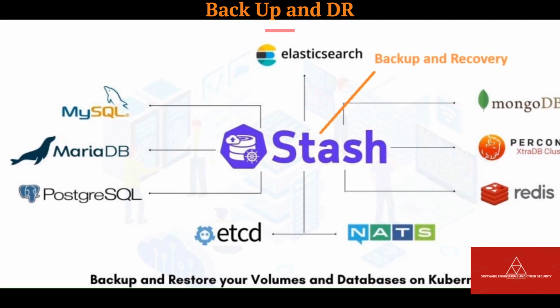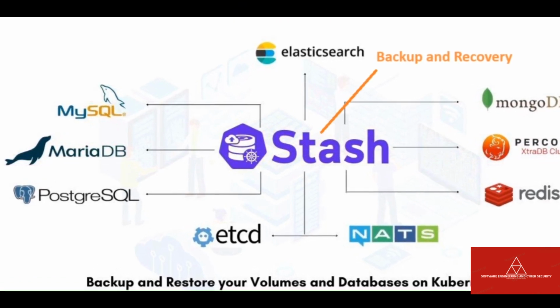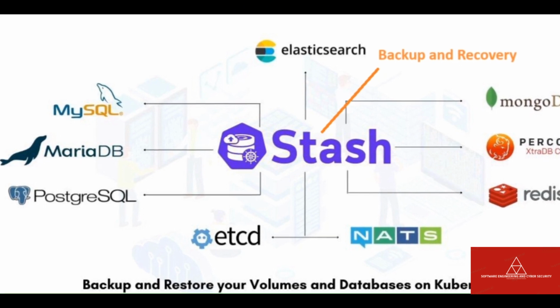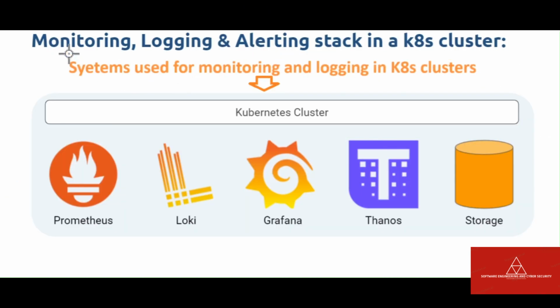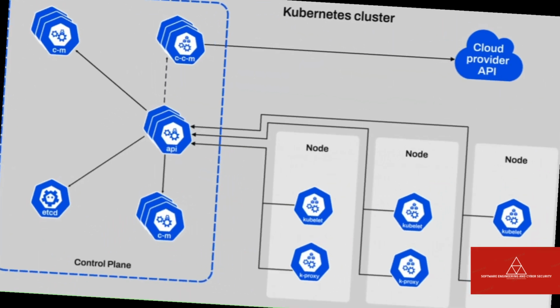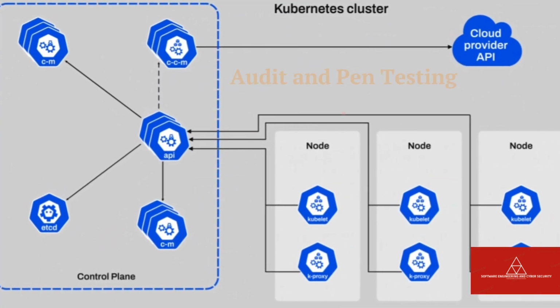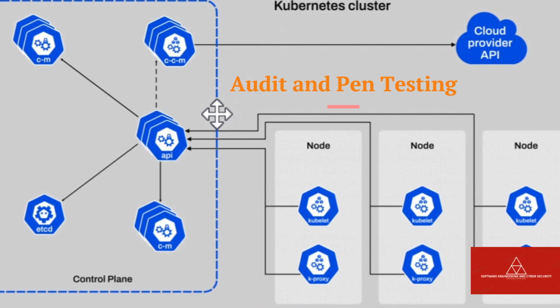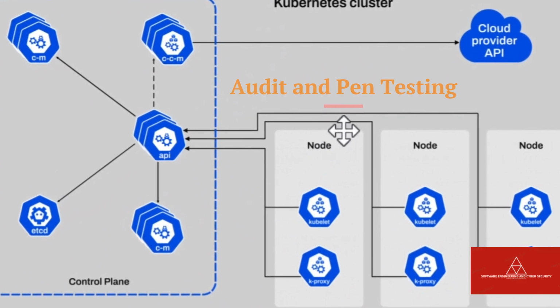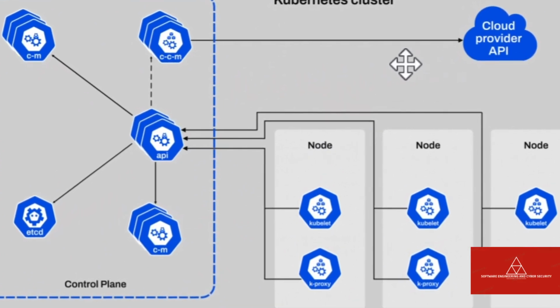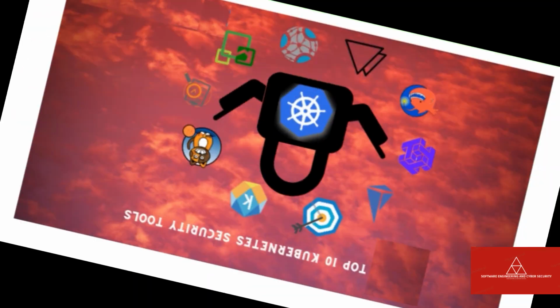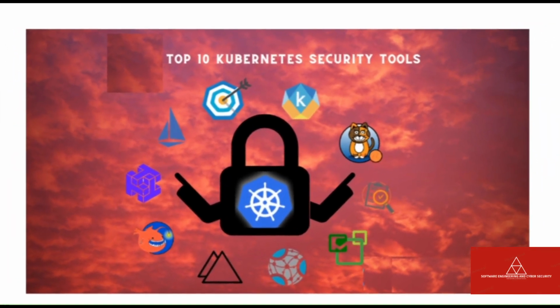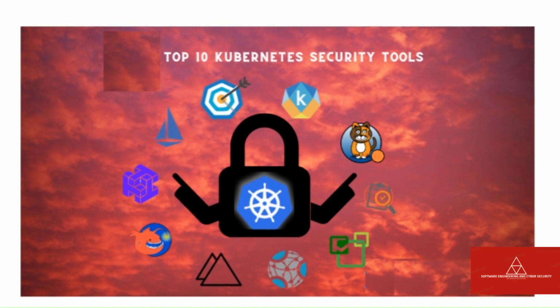Monitoring and logging. Set up monitoring and logging for your cluster to detect anomalies and security incidents promptly. Use tools like Prometheus, Grafana, and centralized logging solutions. Regular security audits. Conduct security audits and penetration testing to identify vulnerabilities and weaknesses in your cluster's security posture. Education and training. Educate your team about Kubernetes security best practices. Stay informed about the latest security threats and updates.